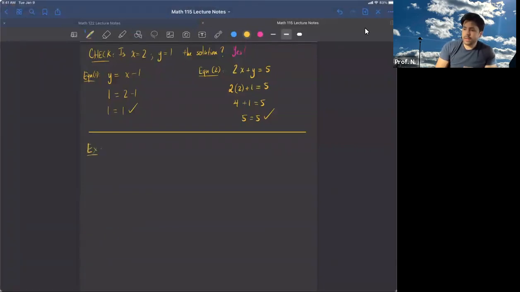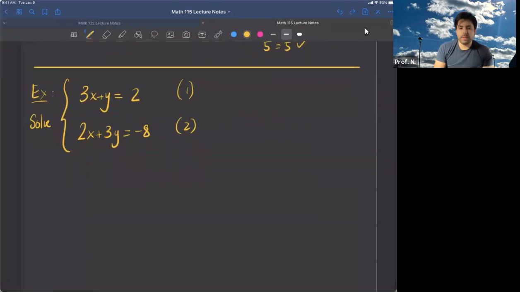Now, what if I get 3x plus y equals 2 and 2x plus 3y equals negative 8? These are my two equations. I want to solve the system. So what am I going to do? Now, what's the difference between this example and the previous example?